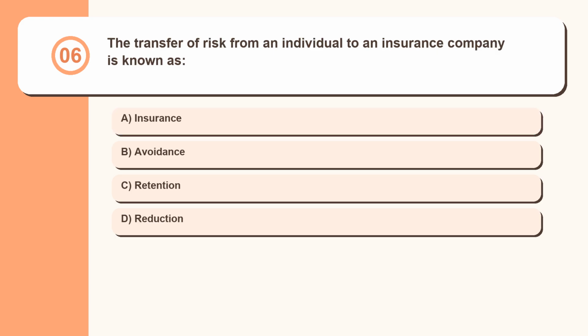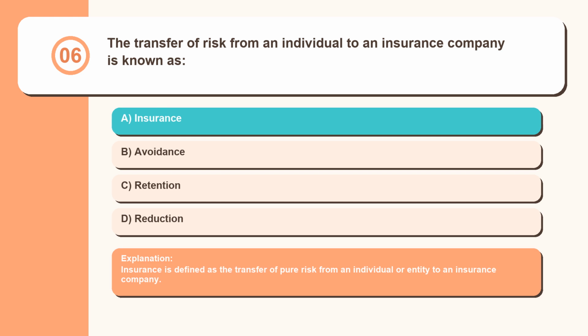Question 6. The transfer of risk from an individual to an insurance company is known as insurance, avoidance, retention, reduction. Insurance is defined as the transfer of pure risk from an individual or entity to an insurance company.